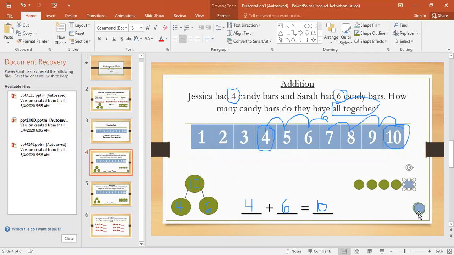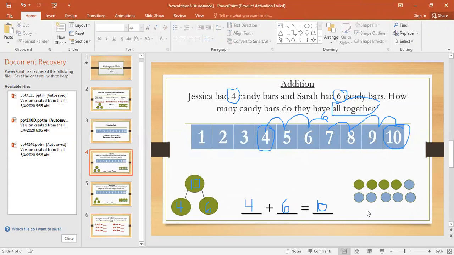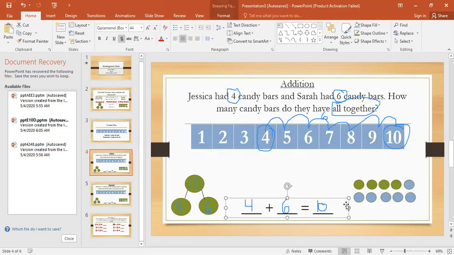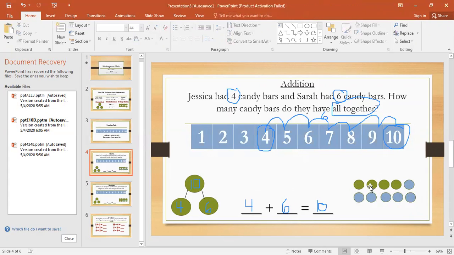All right, so count with me: 1, 2, 3, 4, 5, and 6. Great job, guys. All right, so now what do we need to do to figure out how many we have all together in our 5-group drawing? We should count all the circles up. Go ahead and count with me all the circles up. 1, 2, 3, 4, 5, 6, 7, 8, 9, 10. So that means my answer is correct. I have 10 candy bars all together.